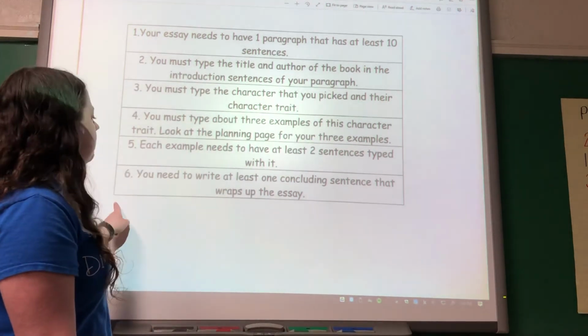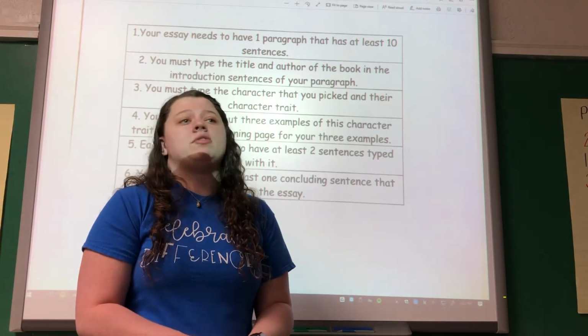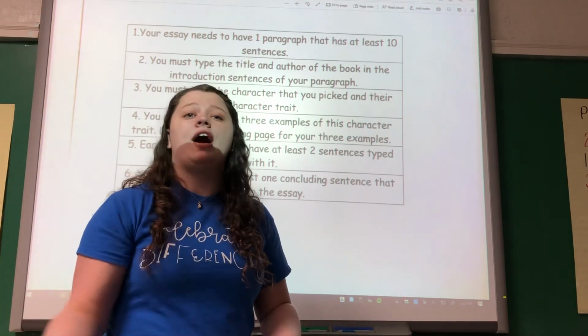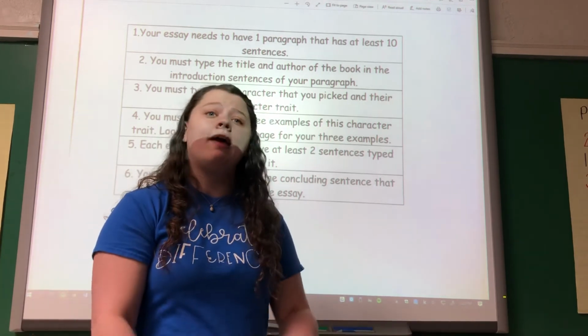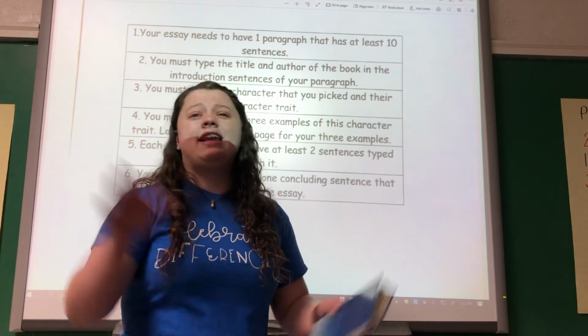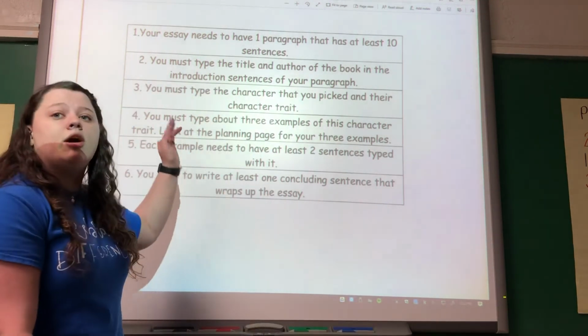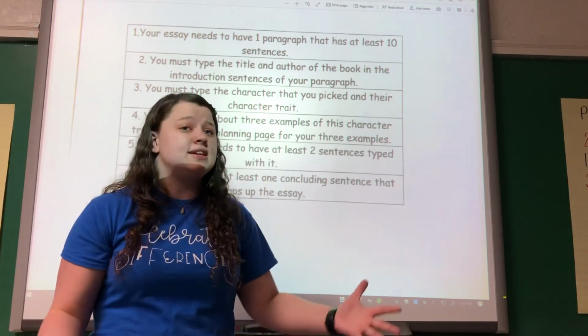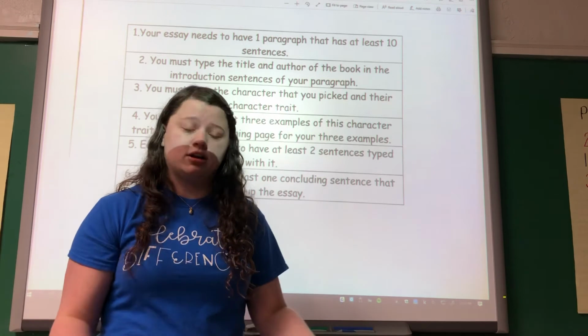And then you need to write at least 1 concluding sentence that wraps up the essay. So just something that you can say in the end to wrap up your final thoughts about what you've written so far for your 1-paragraph essay, about the character's trait, about the character in the story, anything that kind of wraps it up. If you don't get to 10 sentences by doing all of this, just write a generic sentence in your beginning or the end talking about the book we've read and how it goes with your character.